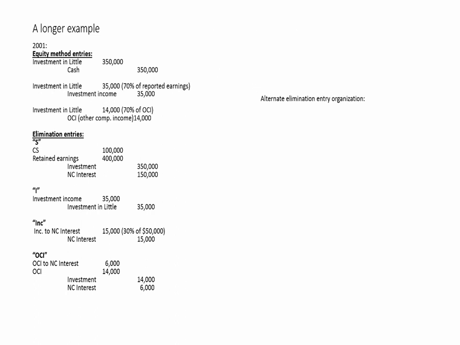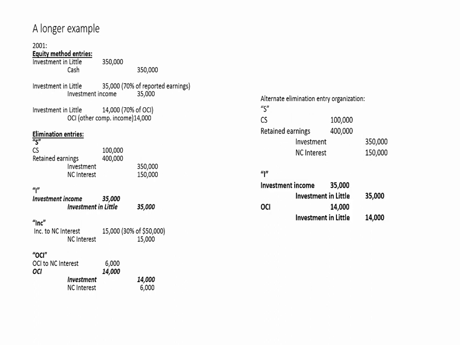An alternate way of organizing those elimination entries, which I think is much clearer, is again the S entry will be as it was before. Now we're going to go ahead and look at the parallels between the ordinary income and the other comprehensive income. So under the I entry, in addition to eliminating the investment income, we're also going to eliminate Big's other comprehensive income.